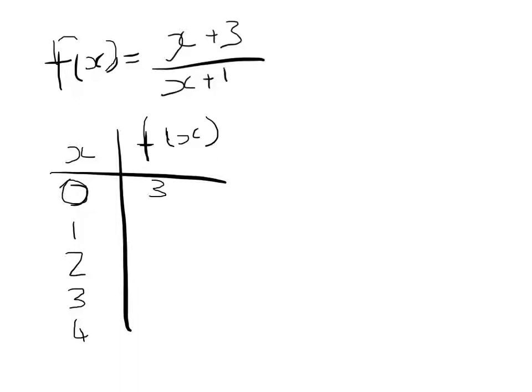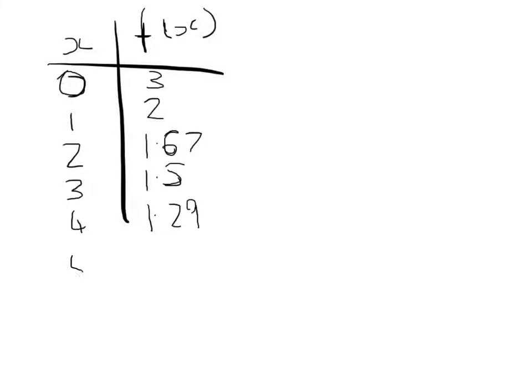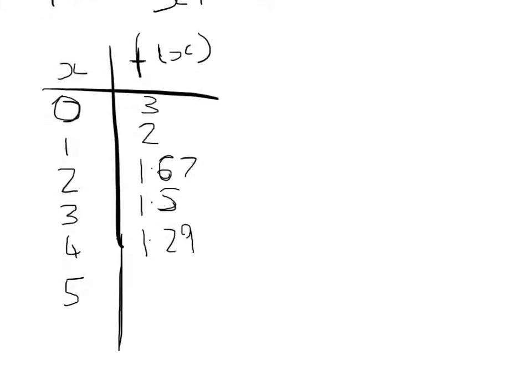When x is 1, we've got 4 over 2, which is 2. When x is 2, we've got 5 over 3. When x is 3, we've got 6 over 4. When x is 4, we end up with 7 over 5. When x is 5, we get 8 over 6.